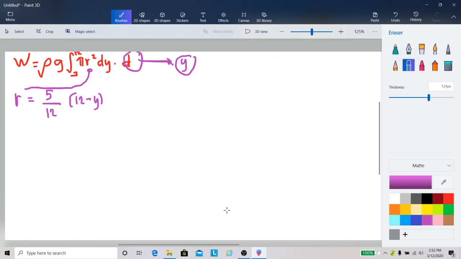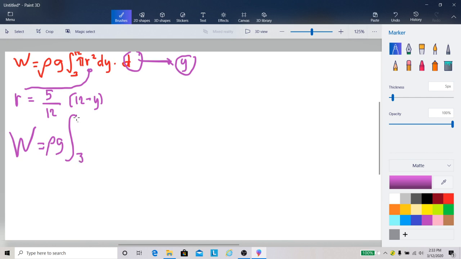Knowing r is equal to 5 over 12 times 12 minus y, we say W is equal to rho, and then g, times the integral from 3 to 12 of pi, and then this is r squared, no? R squared is 25 over 144 times 12 minus y, this will be squared. And then d will be multiplied by y times dy. So that is our equation.